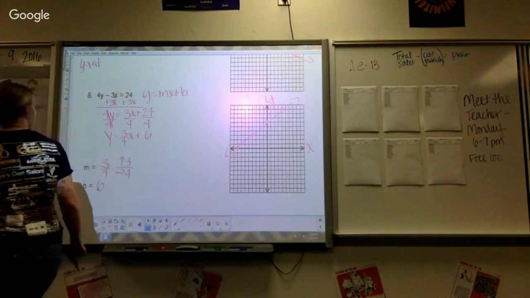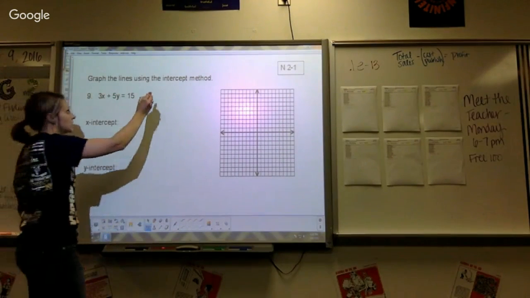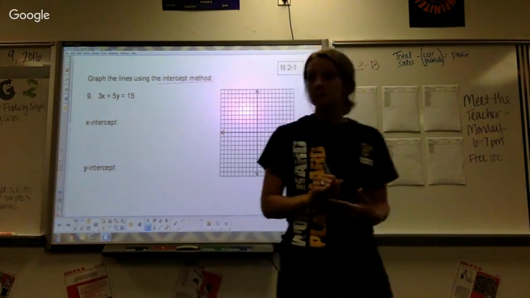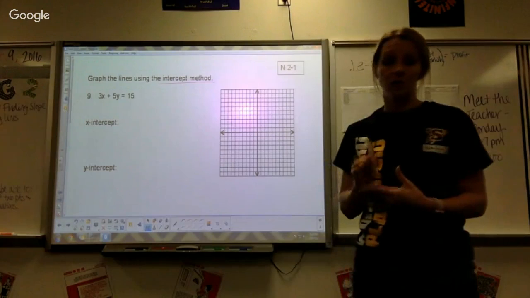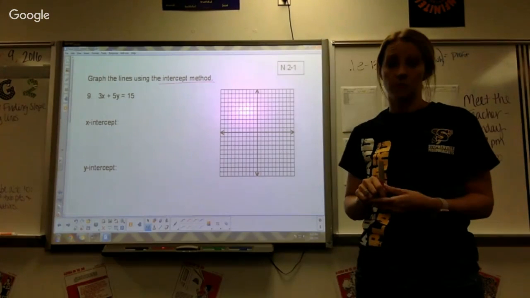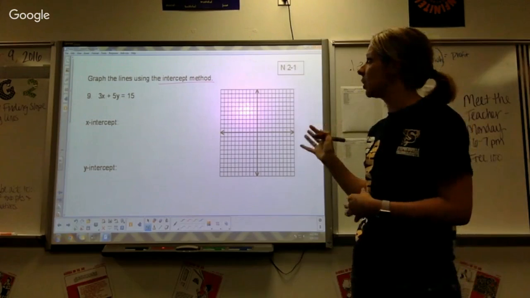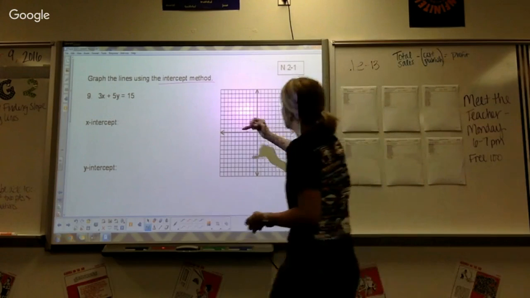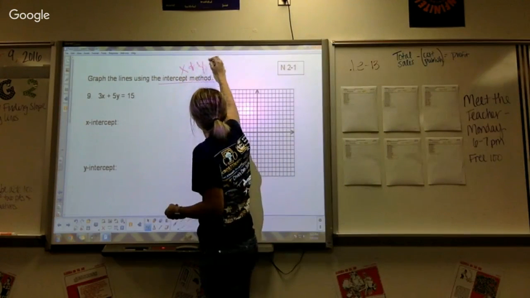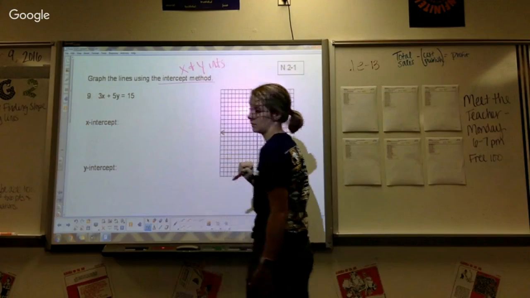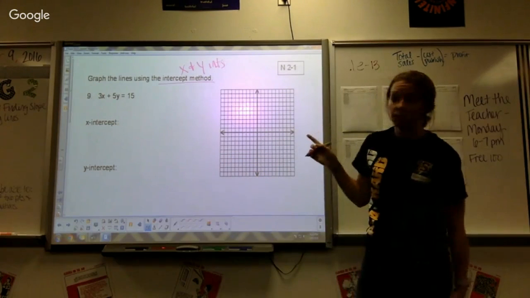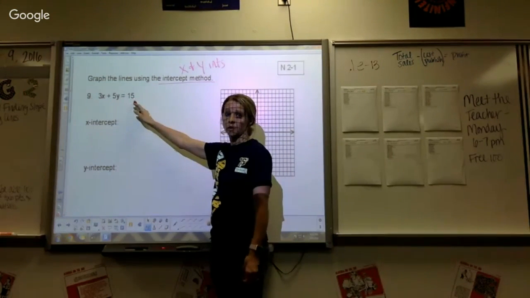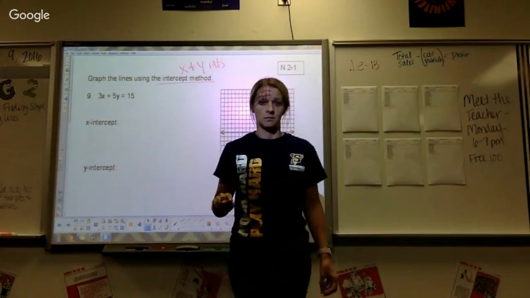Okay, another method that we're going to talk about is graphing lines using the intercept method. The best time to use this method is when your linear equation is in standard form. It doesn't really work out when it's already in slope-intercept. So with the intercept method, you're going to be finding the x and the y-intercepts. Notice number 9 is in standard form. That's what form we want it in when we're using the intercept method.